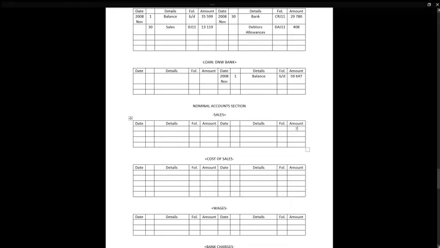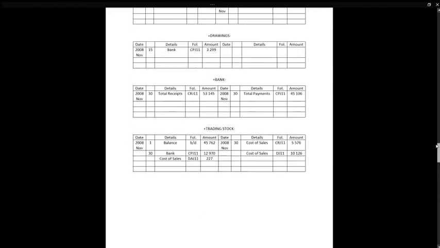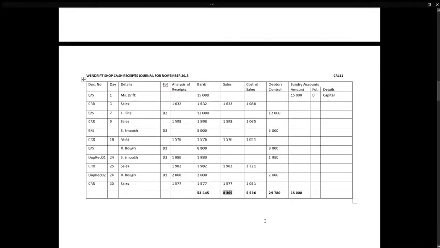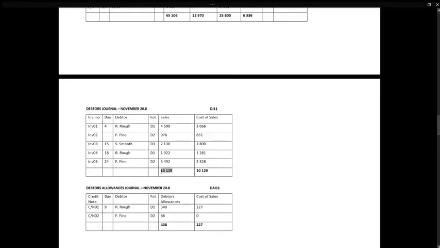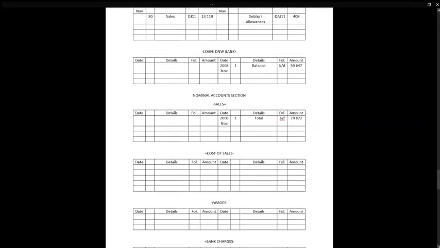So sales, 78,872 Rand. The folio will be brought forward since it's an opening total. My details will be total. And my date will be the 1st since it's an opening total of November 2008. So I had a bunch of sales on credit and on cash. So I had cash sales to the amount of 8,365 Rand, and I had credit sales to the amount of 13,119 Rand. Right, so let's go and put that into my sales.